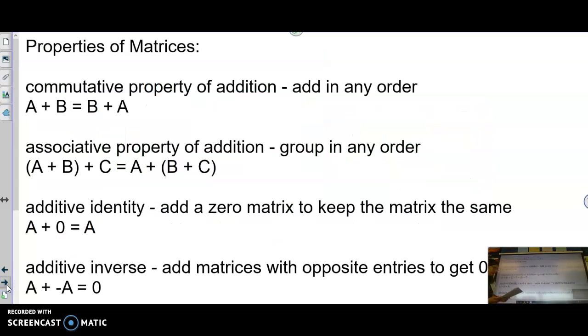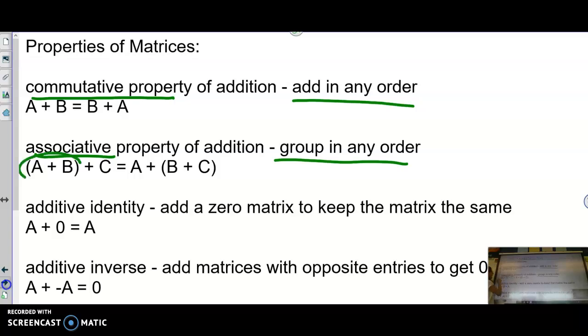Right, these are some properties of matrices. You can add matrices in any order. So the commutative property says you can add in any order. So matrix A plus B is the same thing as B plus A. The associative property means that you can group in any order. So if I had to add A and B and C, I could do A and B first, then add C, or I could do B and C first, and then add A. It doesn't matter. The additive identity just says you can add a 0 matrix and nothing happens. Additive inverse says if they have opposite entries, you'll end up with 0.